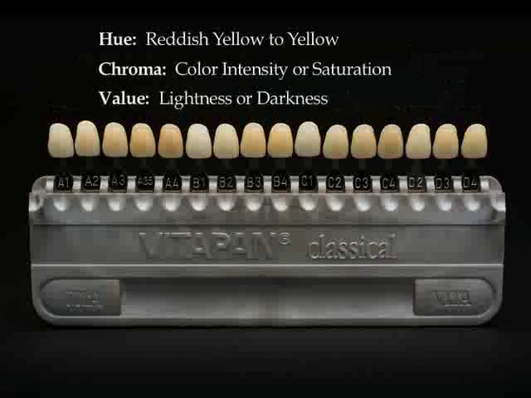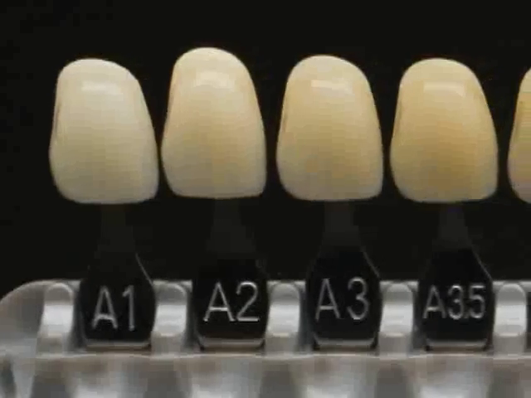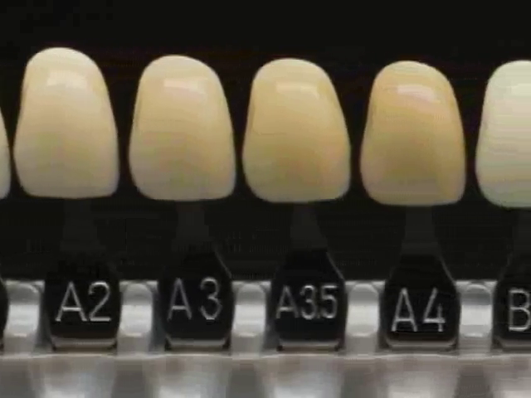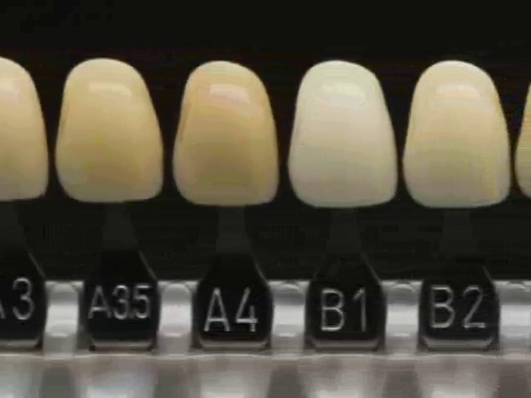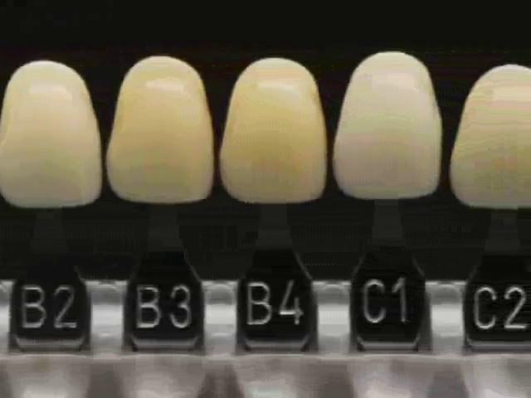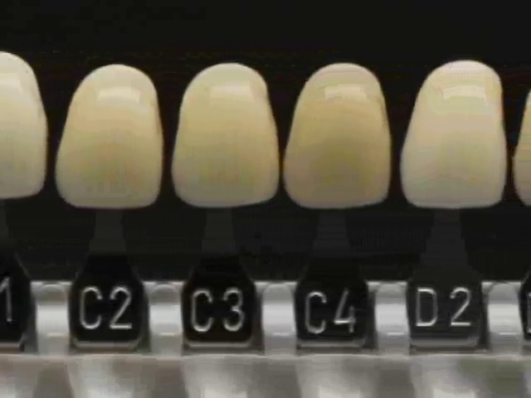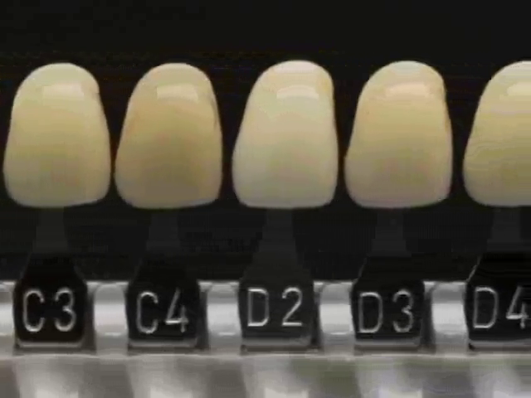Human teeth are reddish-yellow to yellow in hue, and they exhibit varying degrees of color intensity or chroma. They also have a range of values, that is, lightness or darkness. This shade guide provides an appropriate selection of samples that cover the color space occupied by human teeth. Many methods have been successfully used to compare shade guide specimens with natural teeth, and this video demonstrates one of many successful methods.